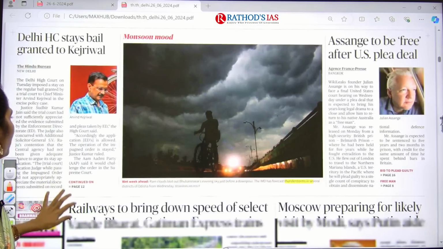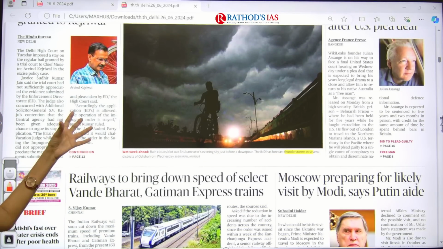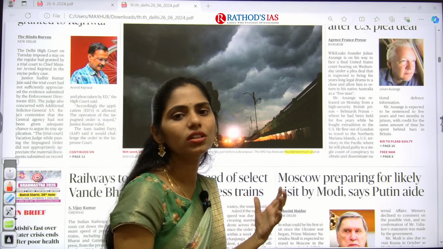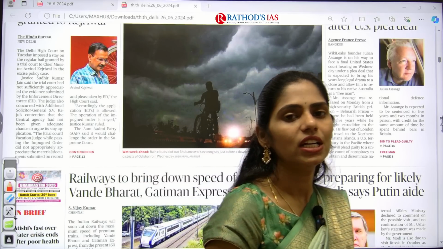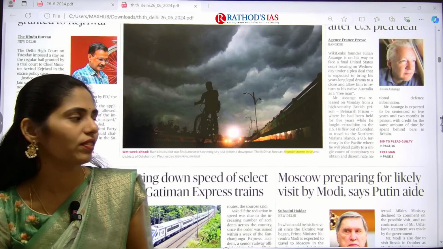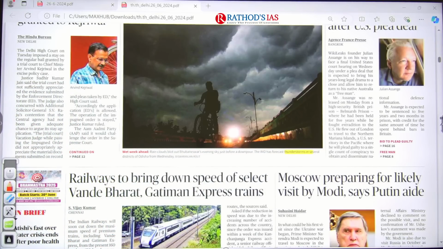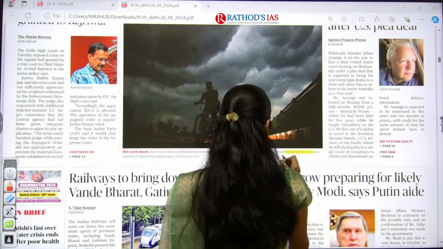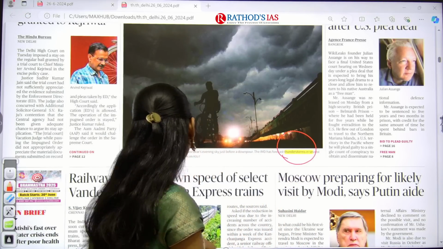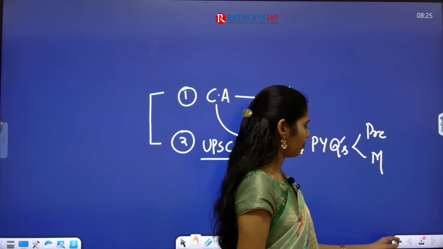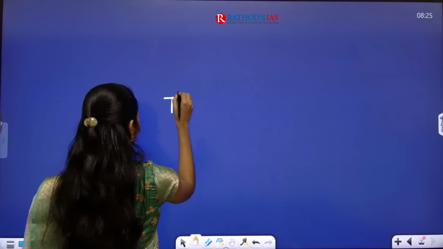If you move on, here you can see one image depicting black clouds. Normally clouds become black, especially before rainfall, because the clouds are filled with the maximum capacity of water, so they do not allow sunlight to pass through. Here you can see one important statement: IMD has forecast thunderstorms in several districts of Odisha. The keyword here is thunderstorms.